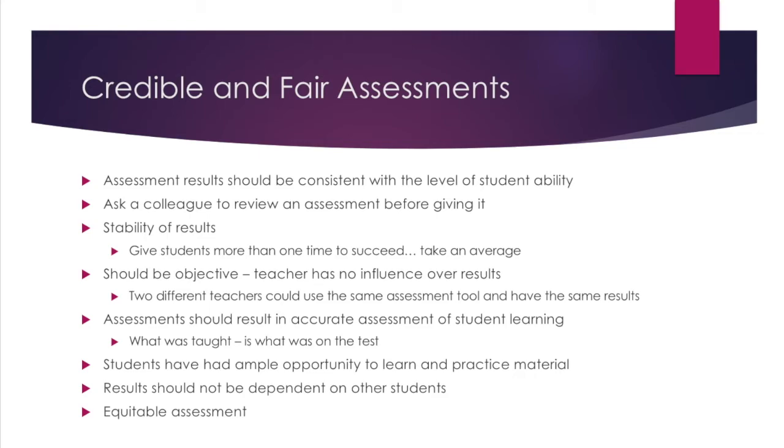Stability of results. So you want to give students more than one time to succeed, and take an average. Especially for skill tests, you want to give them like five tries, and you can score all five and then take an average of them. So it's not just one time and they're done.